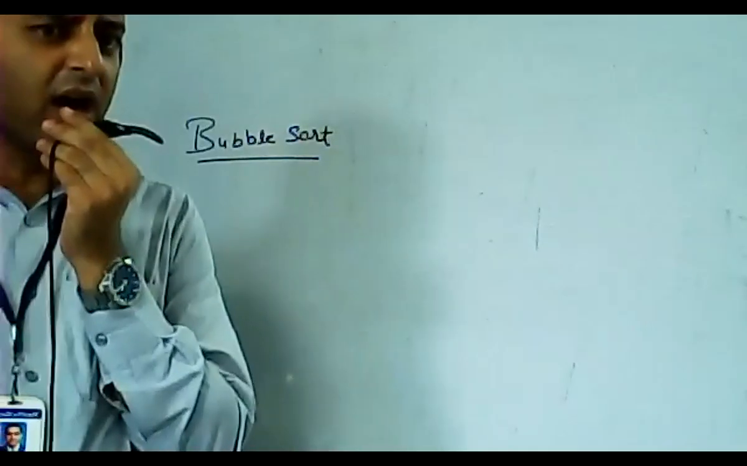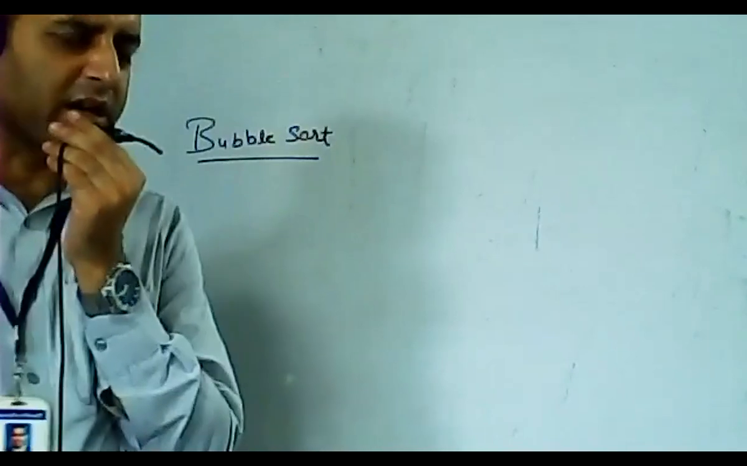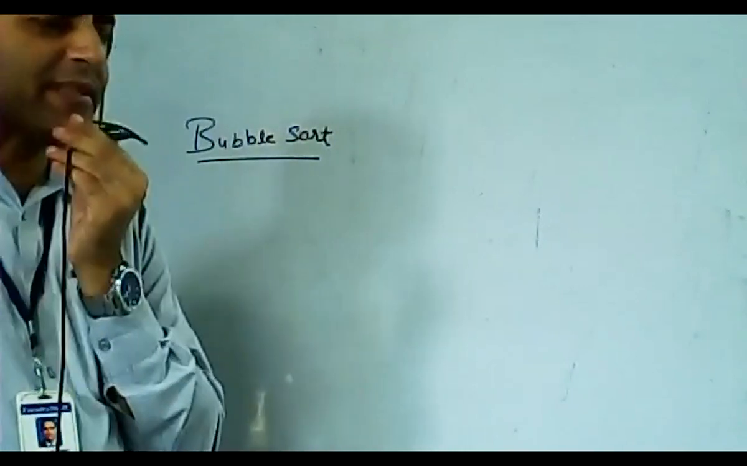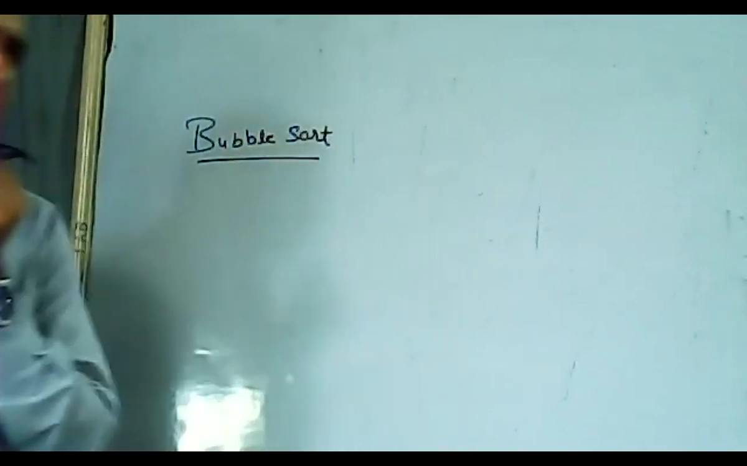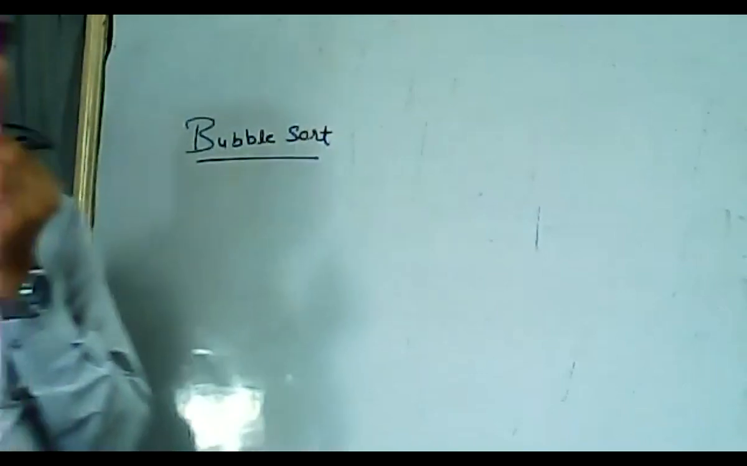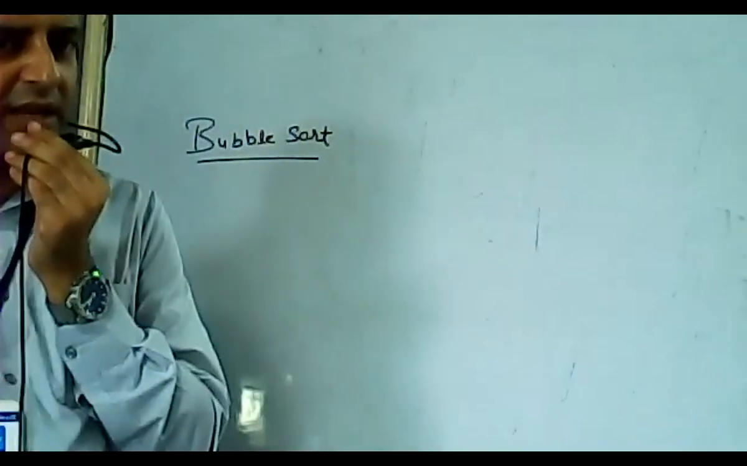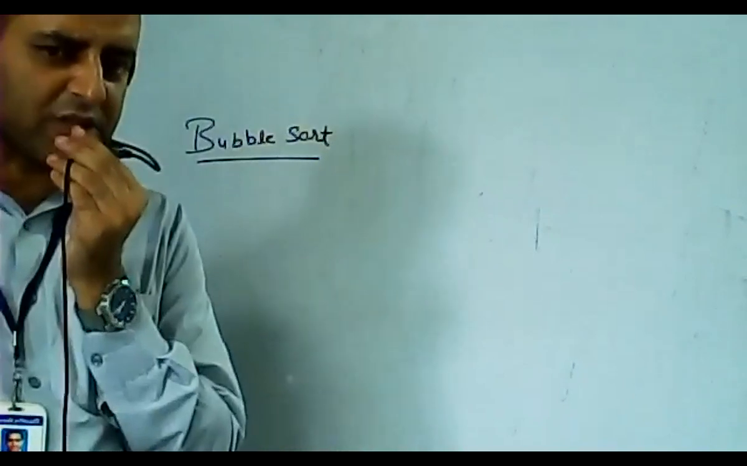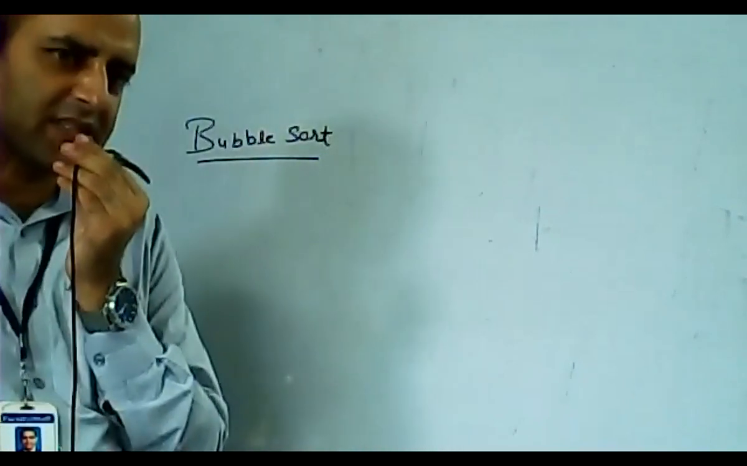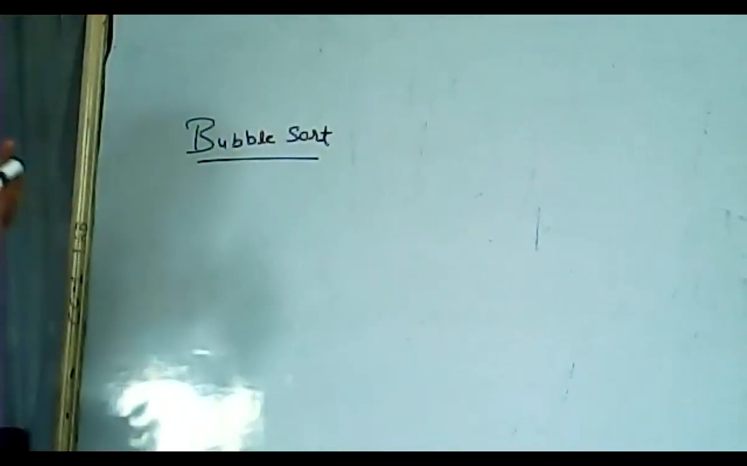Sorting basically says arranging elements in ascending or descending order. And in your subject, you have multiple sorts. You have bubble sort, selection sort, insertion sort, merge sort, radix sort, quick sort. All these techniques we are going to see shortly in coming chapters.